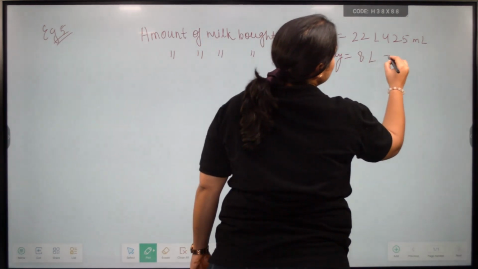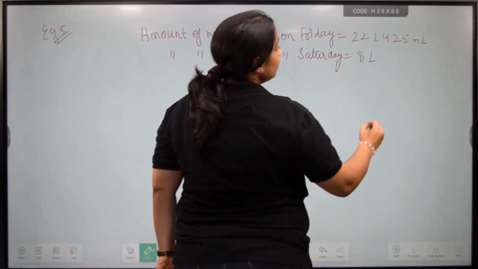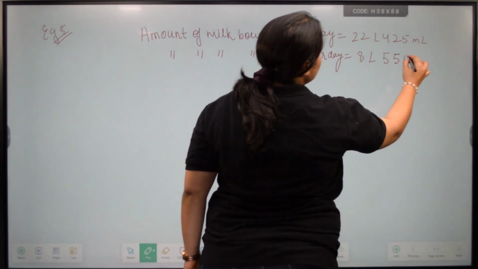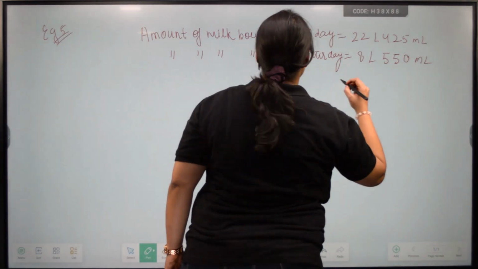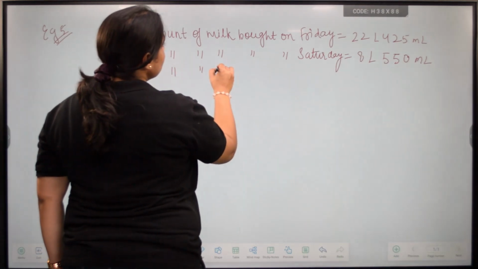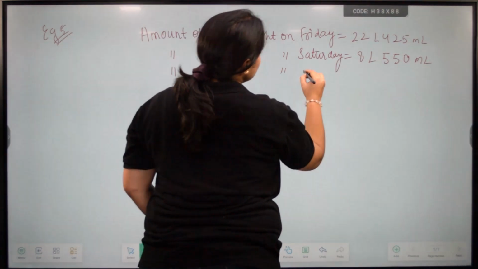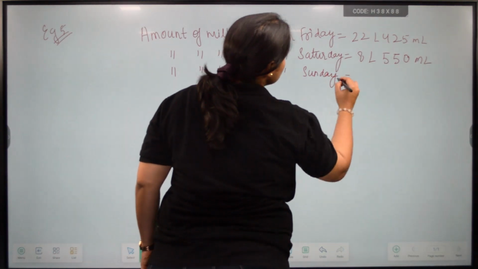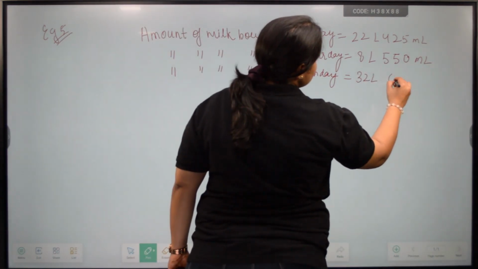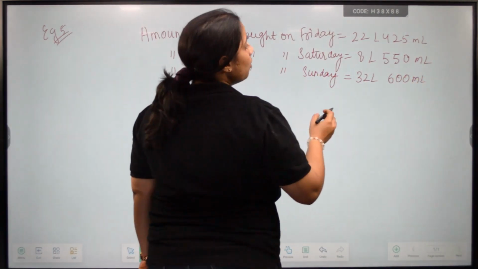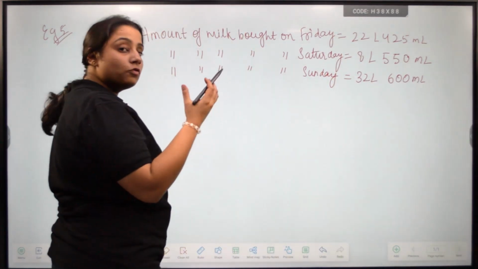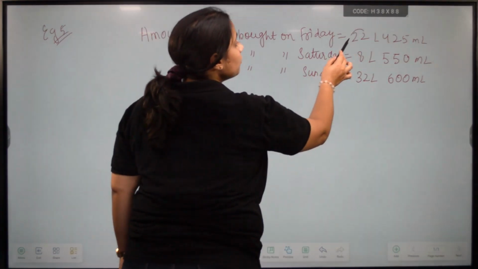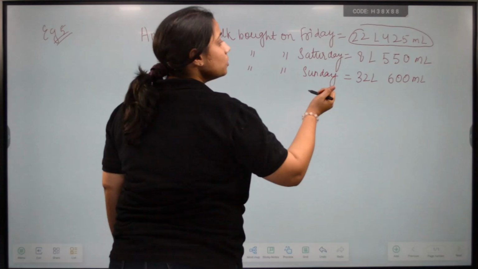8 liters 550 ml. And the amount of milk bought on Sunday is equal to 32 liters 600 ml. Now, in order to find the total, firstly convert these numbers into a single unit.